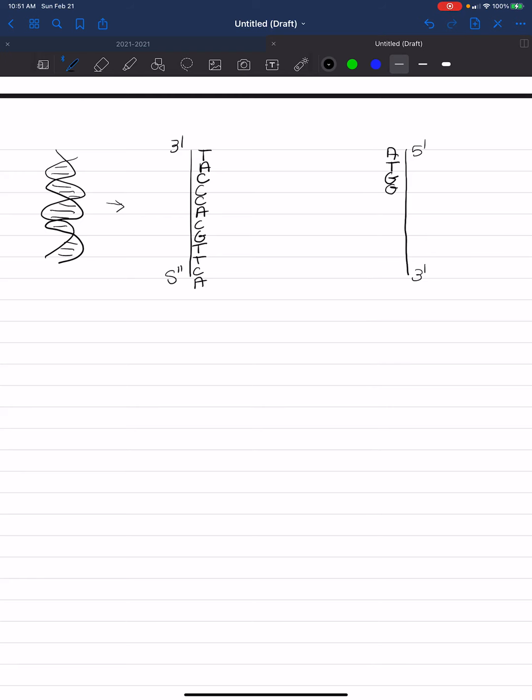Notice that they're complementary to each other. Remember our base pair rules: where you see a T, it's going to be bonded to an A, and where you see a C, it's going to be bonded to a G.